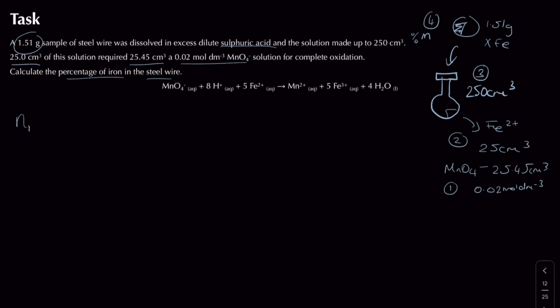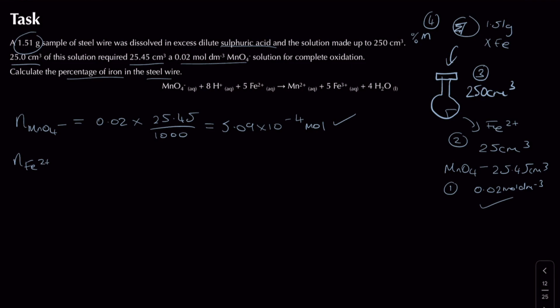So yeah, if we look at it, the first thing that we're going to do is work out the number of moles of manganate ions, and that's going to be equal to, of course, our concentration of 0.02 times by our volume, which is going to be 25.45 divided by 1,000. And we do that, and we end up with a value of 5.09 times 10 to the power of minus 4, and that's going to be in, of course, moles itself. That's the first bit of our calculation done.